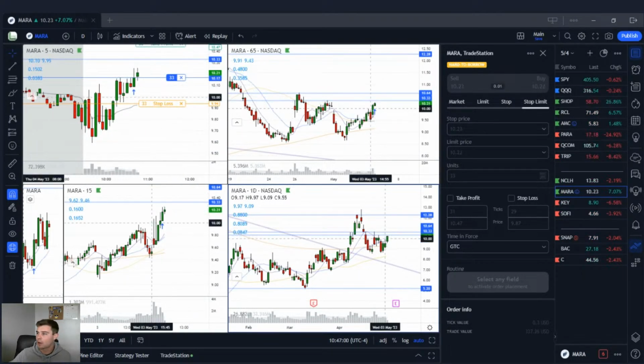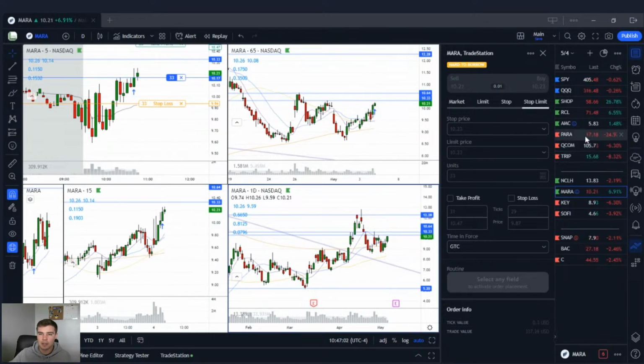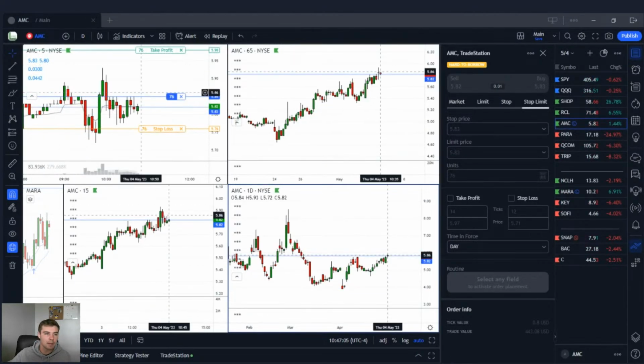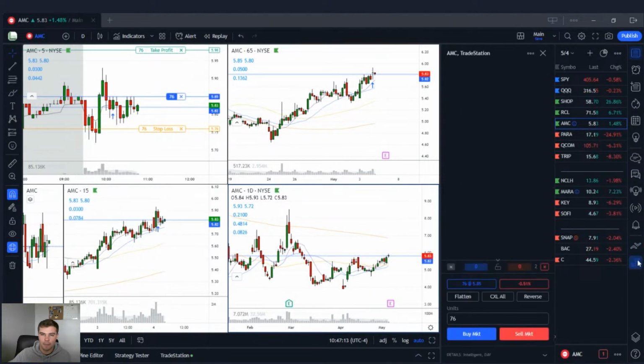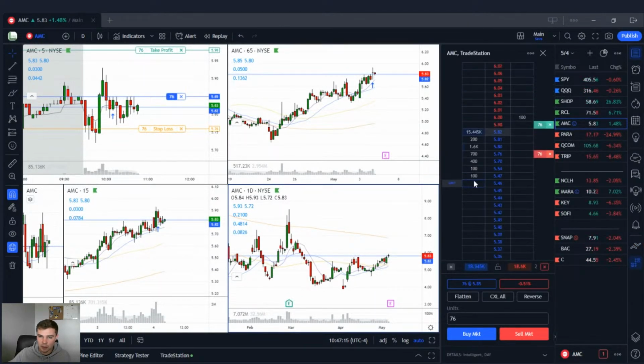Mara's looking all right. AMC is looking all right as well. Man, AMC, if it can just get a pop over 585, we will be good to go. We just need that pop right there. A lot of sellers or buyers? Yeah, sellers up here. Look at the buyers. There's a lot of buyers here on AMC, man. Not sure where the sellers are at. But a lot of buyers.